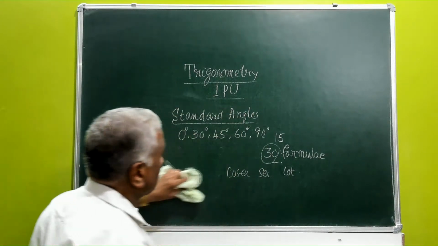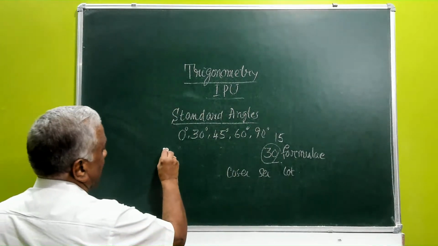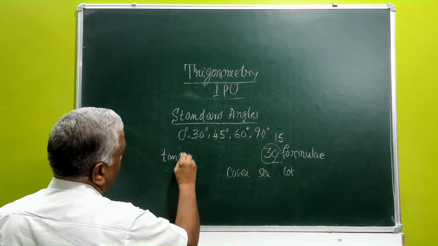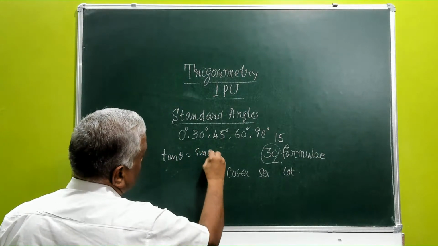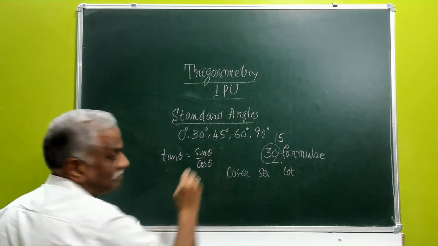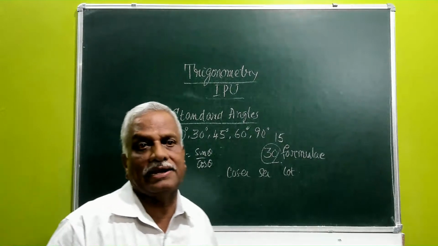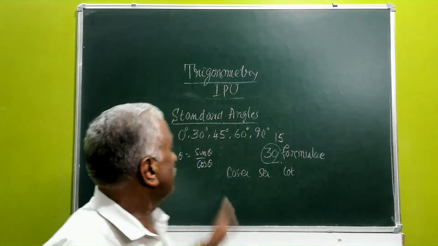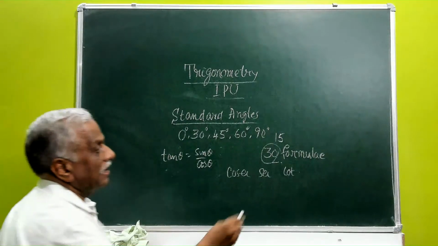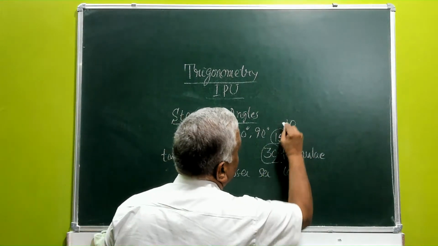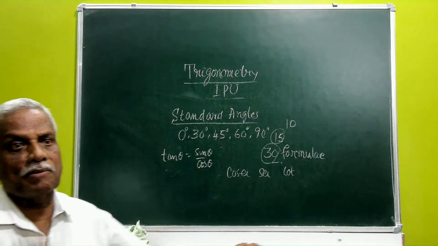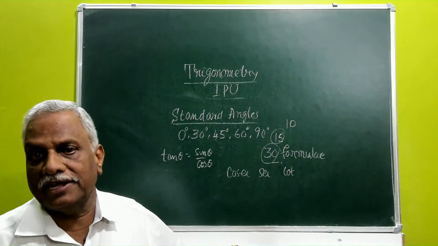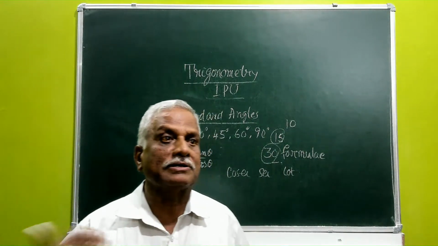Let us further work it out. You know that tan theta is equal to sine theta by cos theta. So there is no need of remembering tan. If you remember sine and cos, then you can remember tan. Therefore, I will reduce this to 10 formulas. So if you remember 10, you can remember 15. If you remember 15, you can remember 30.